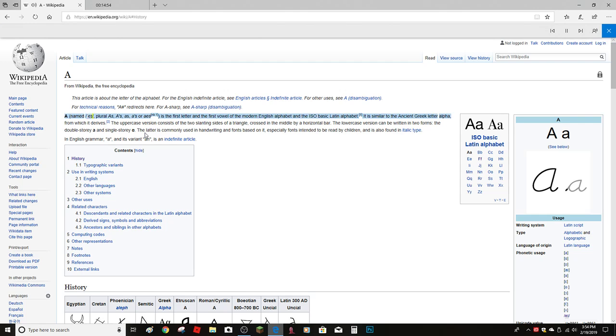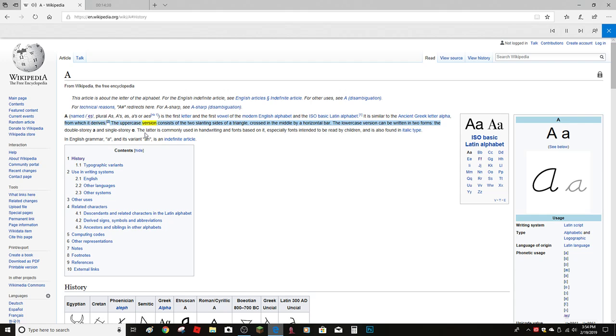A, named /ei/, plural As, A's or aes, is the first letter and the first vowel of the modern English alphabet and the ISO basic Latin alphabet. It is similar to the ancient Greek letter alpha, from which it derives.